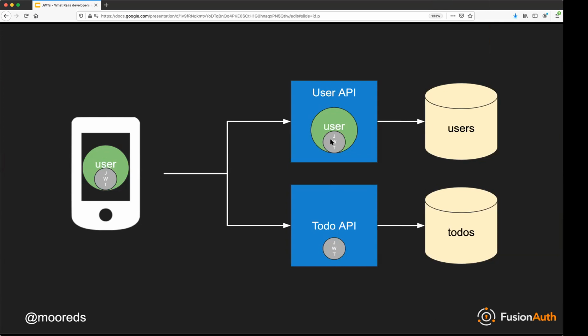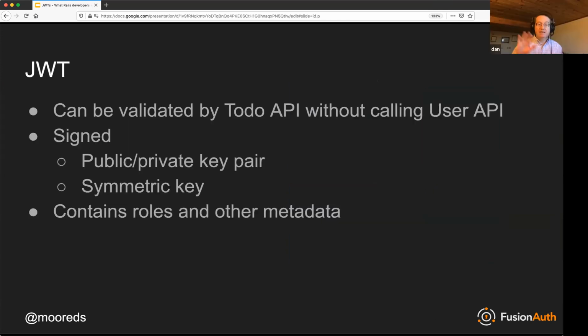Yes. Great. Cool. So as I mentioned, the ToDo API can know certain information about the user without ever talking to the user API. It is signed, and there are two different ways to sign a JWT. You can do it via a symmetric key, or you can use a public-private key pair, and we'll talk more about why you might choose between those. Some of the examples early in the talk are going to use symmetric keys, and then we'll talk more about public-private later.